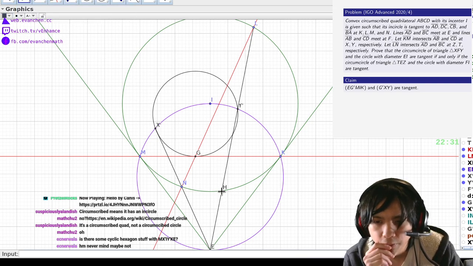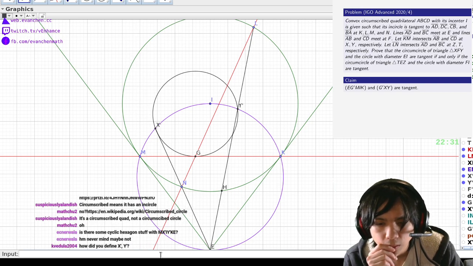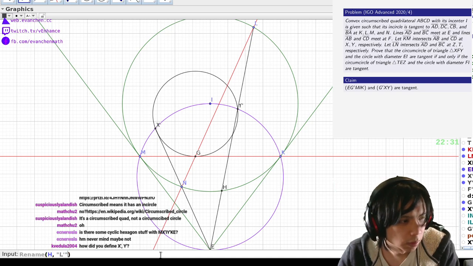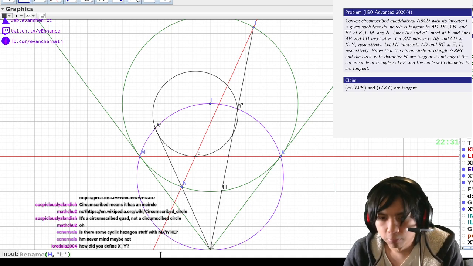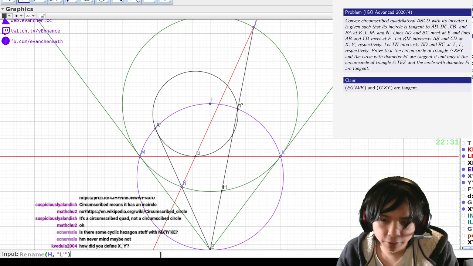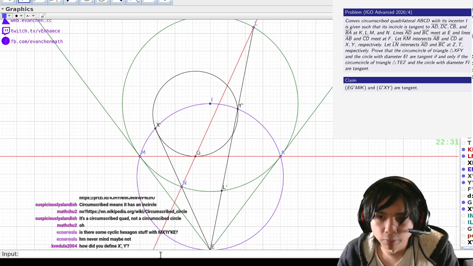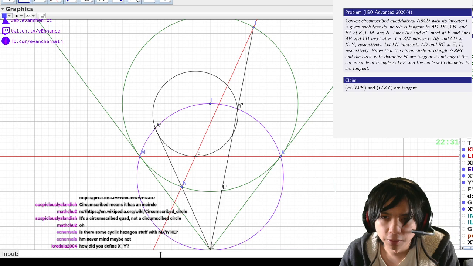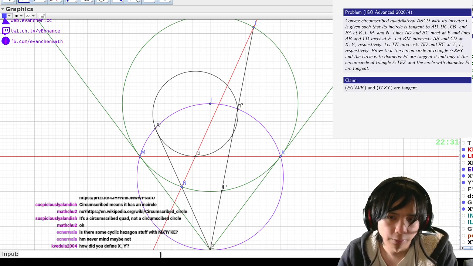Okay, we're going to... how do I find X prime and Y prime? They are the second intersections of lines EN and EL with the purple circle. So you start with the purple kite, and then you pick N and L on the green circle, and you construct X prime and Y prime accordingly.